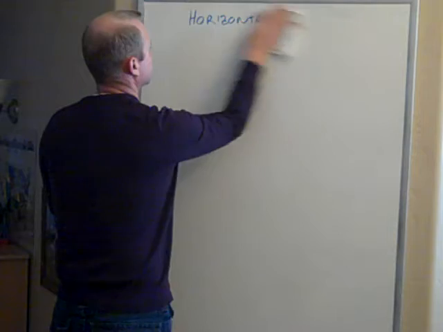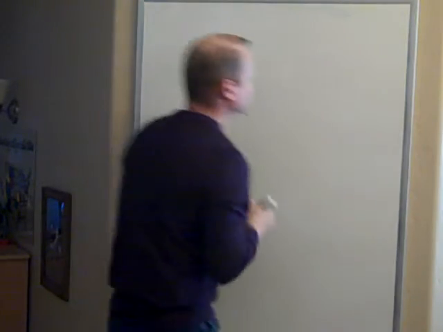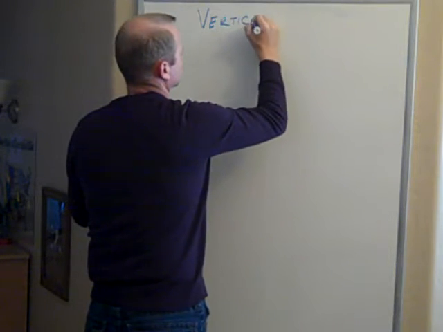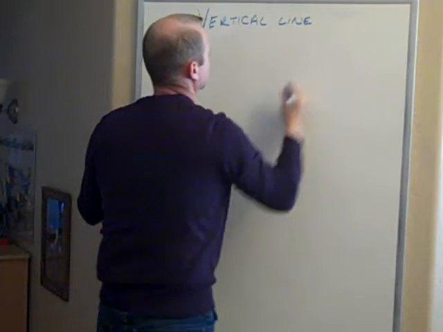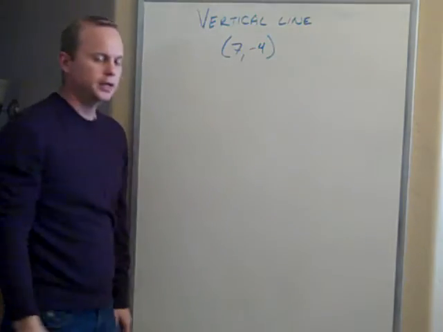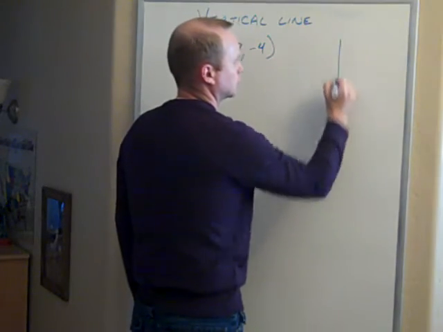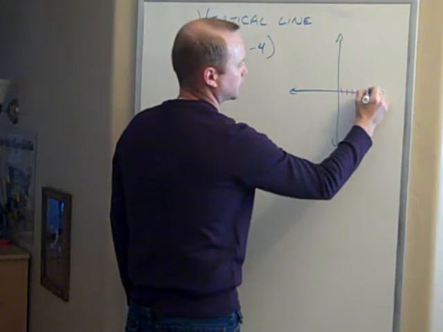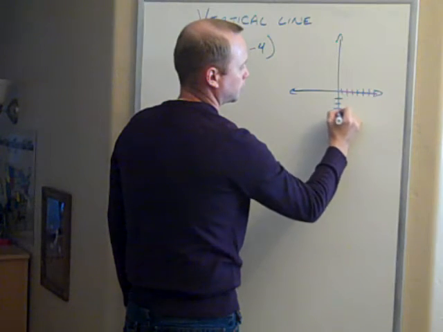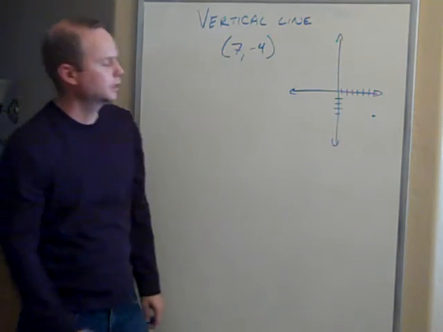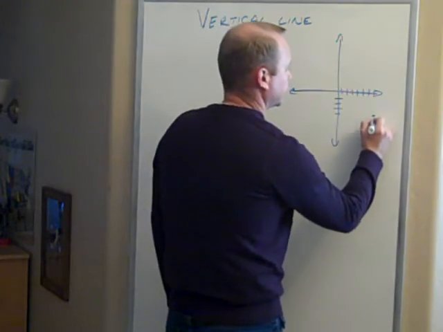Now if we changed it and we said a vertical line this time, so instead of just looking at horizontal, we're going to look at vertical. And let's pick the point 7, negative 4. Okay, now if we were to graph this one, 7, 1, 2, 3, 4, 5, 6, 7, negative 4, 1, 2, 3, 4 would be somewhere around here. Good point right about there. And this one says a vertical line. That means I'm going to have to draw this line going straight up and down right here.